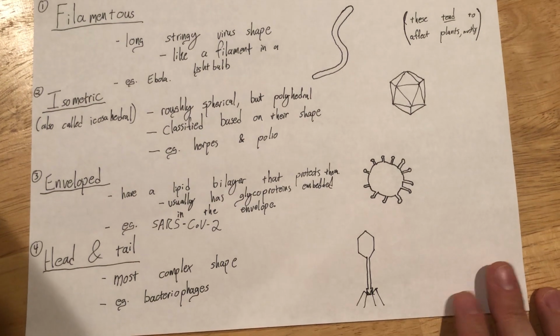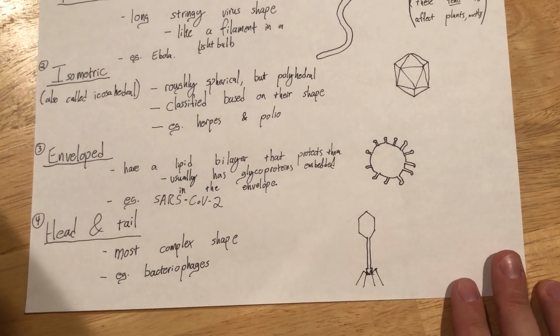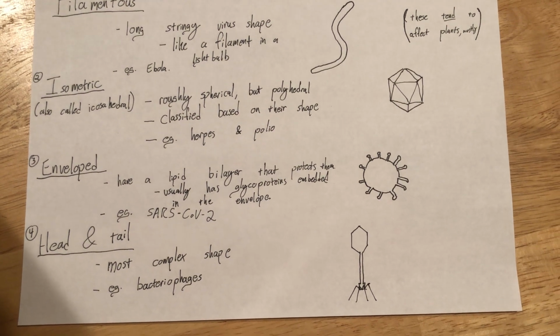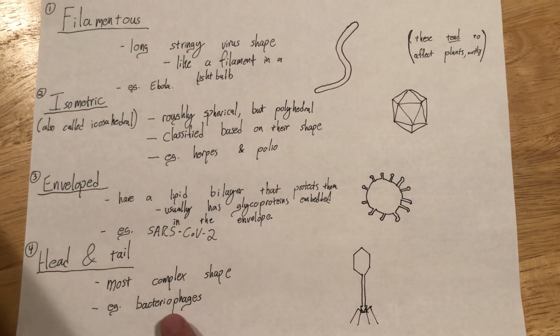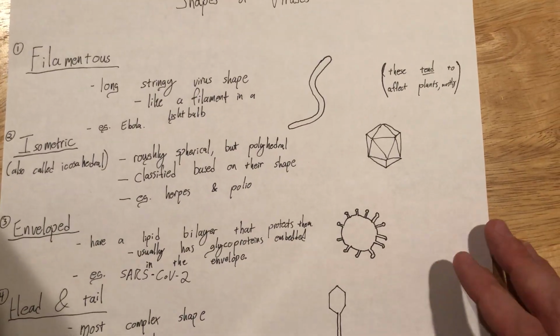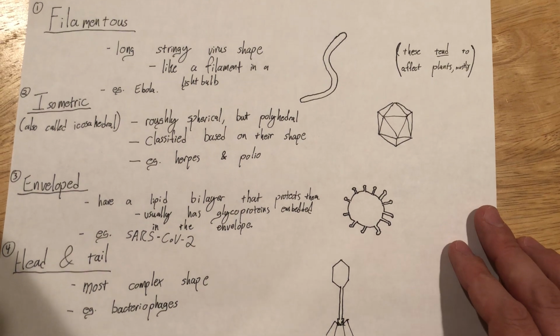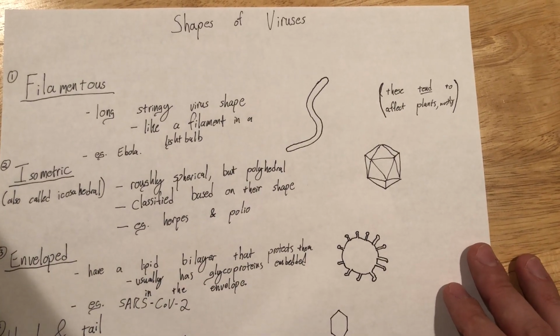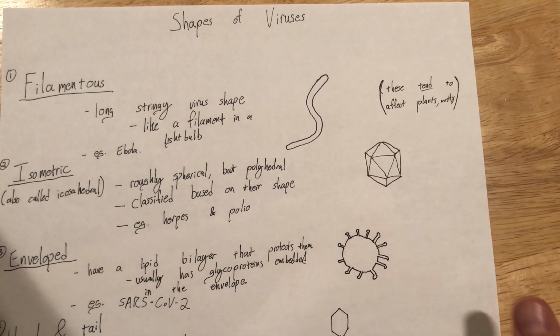Finally, we have head and tail viruses. These are sort of the most complex shape. Our example here is bacteriophages. So these are viruses that infect bacteria. So these are the four primary shapes of viruses. Again, there's probably some other viruses out there that are weird shapes because nature's full of all sorts of weird stuff. But here we have the four primary shapes of viruses.